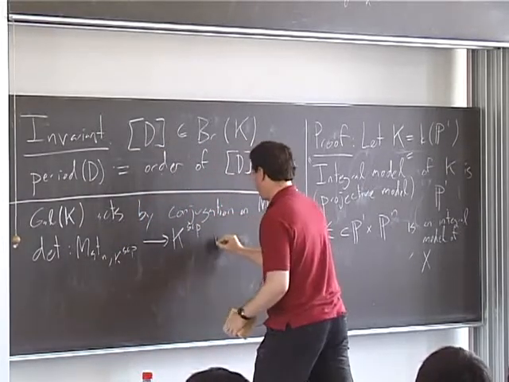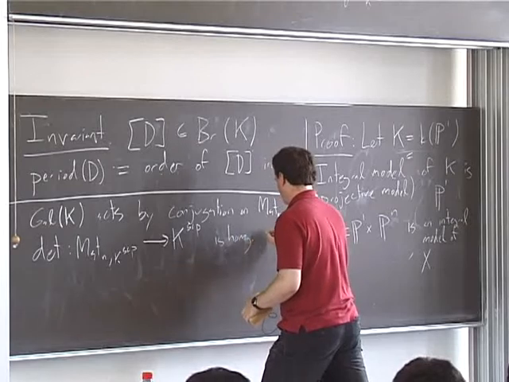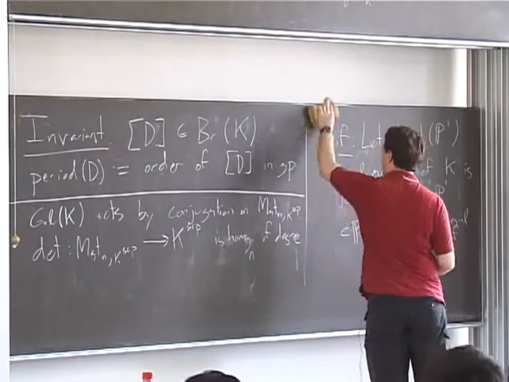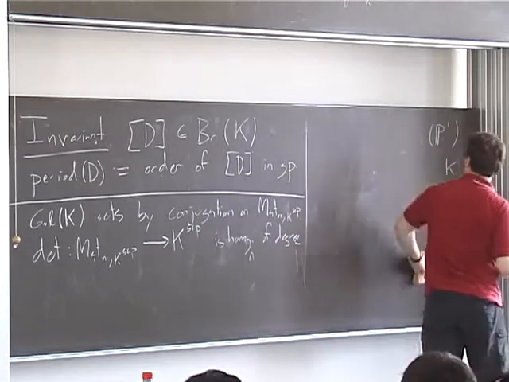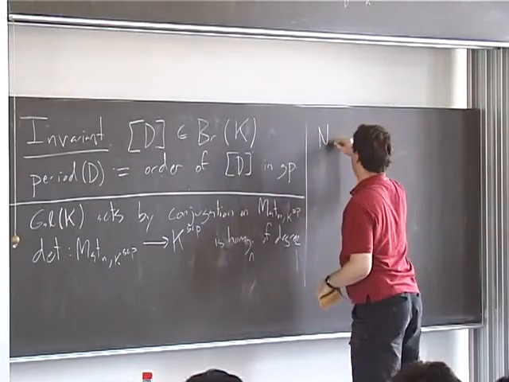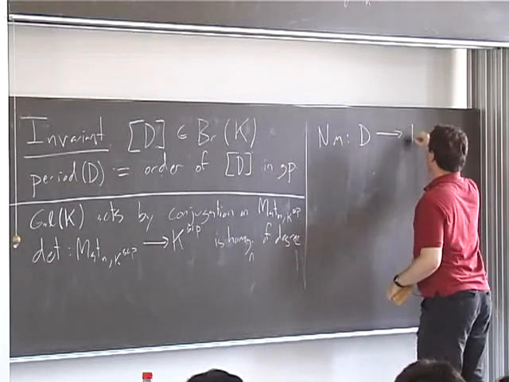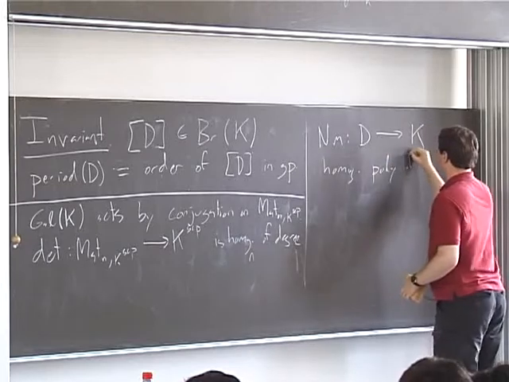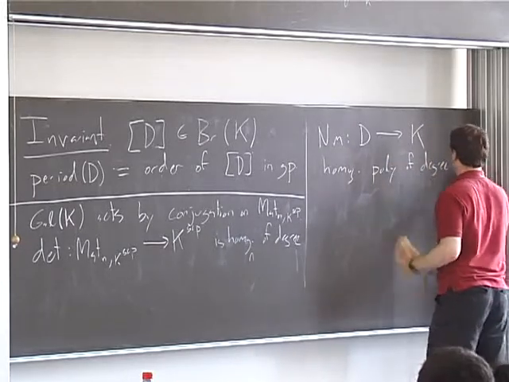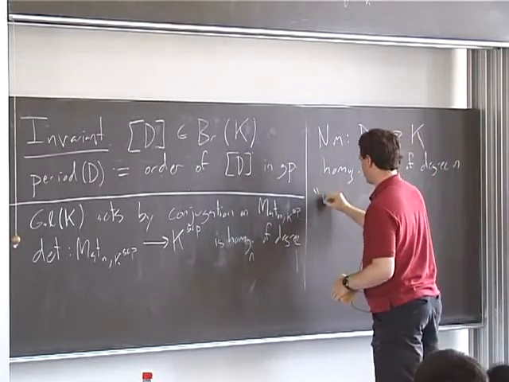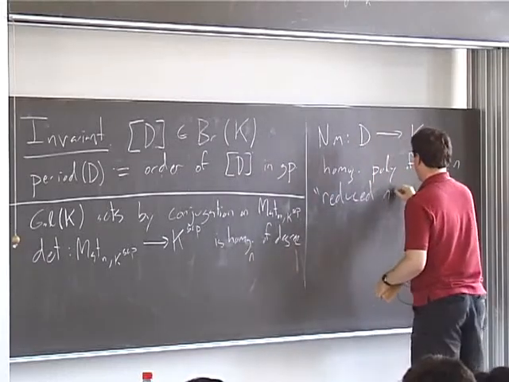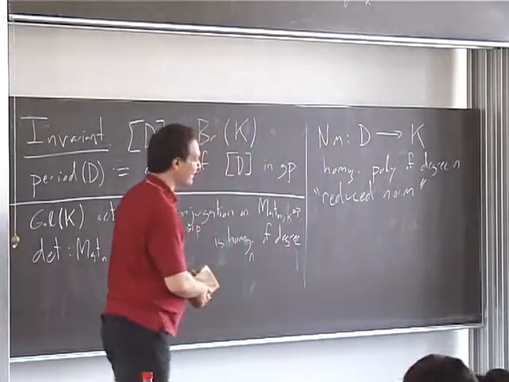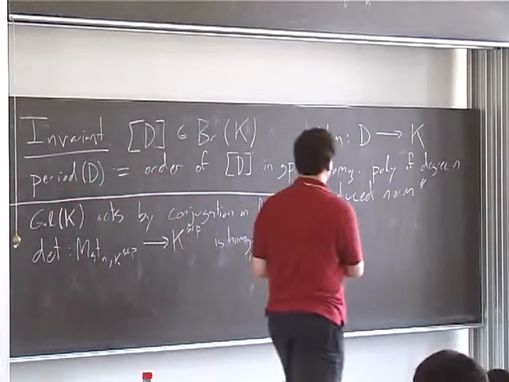This is homogeneous of degree n, and Galois invariant, so it defines a polynomial on the division algebra called the reduced norm. So we get this map from D to K. It's a homogeneous polynomial map, called the reduced norm. The dimension of D is n squared, and the degree is n. So unless n is equal to 1, n squared is bigger than n.